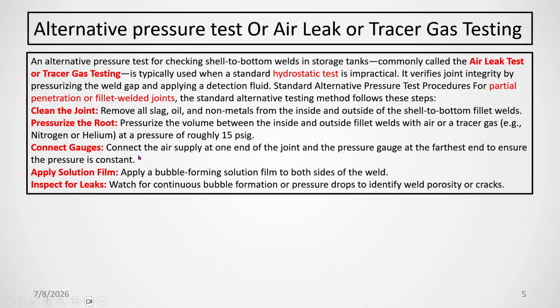Connect the air supply at one end and the pressure gauge at the furthest end to ensure that constant pressure is there inside. Then apply bubble solution on both sides of the weld and see whether bubbles are coming or not. If bubbles are coming, that means leakage is there. If bubbles are not coming, there is no leakage. So this type of test is applicable for fillet joints, partial joints, etc.